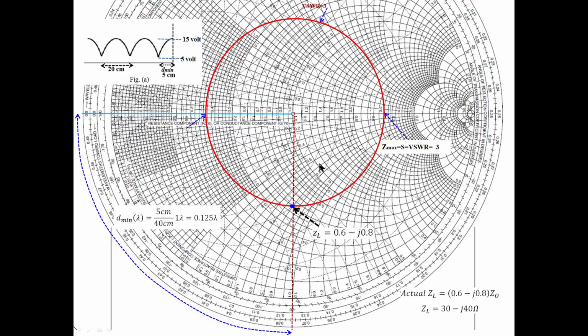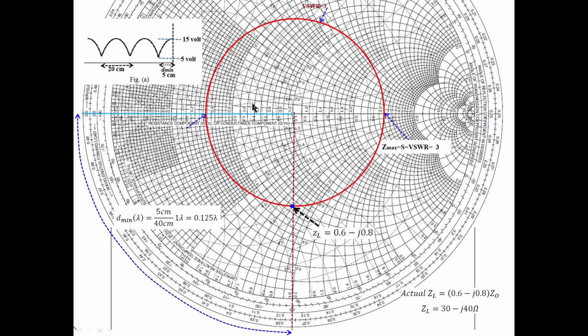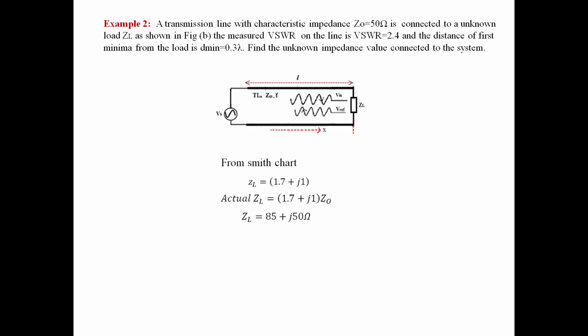Similarly, I have one more problem here. The standing wave pattern of a particular system is given. Find the unknown impedance connected to the system. Not that one, one more here. This is the problem.